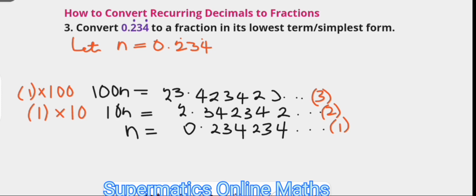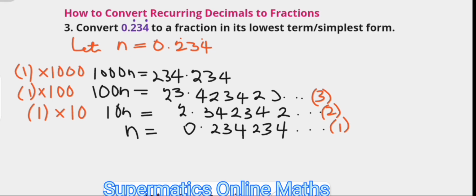So we multiply by 1000, and this gives 1000n equals 234 as the decimal point moves 3 places to the right, and then we have 2, 3, 4, 2, 3, 4 that continues just like that for equation 4. It is then obvious that equation 4 and equation 1 align. Therefore, we can get rid of the second and the third one and then subtract equation 1 from 4.